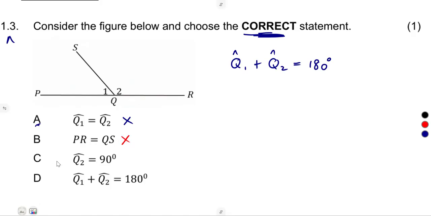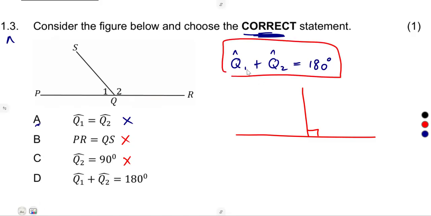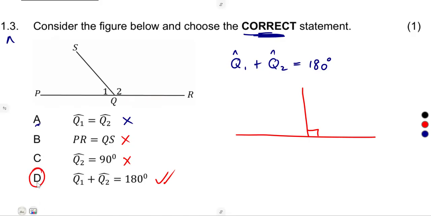And on C, angle Q2 is 90 degrees. This is totally wrong. If we were having something like this, a right angle, that's where we can say we've got a 90 degree. All right, the last one, angle Q1 when added to angle Q2, we must obtain 180 degrees as I was stating here. So that is the correct answer that we are given, which is on D.